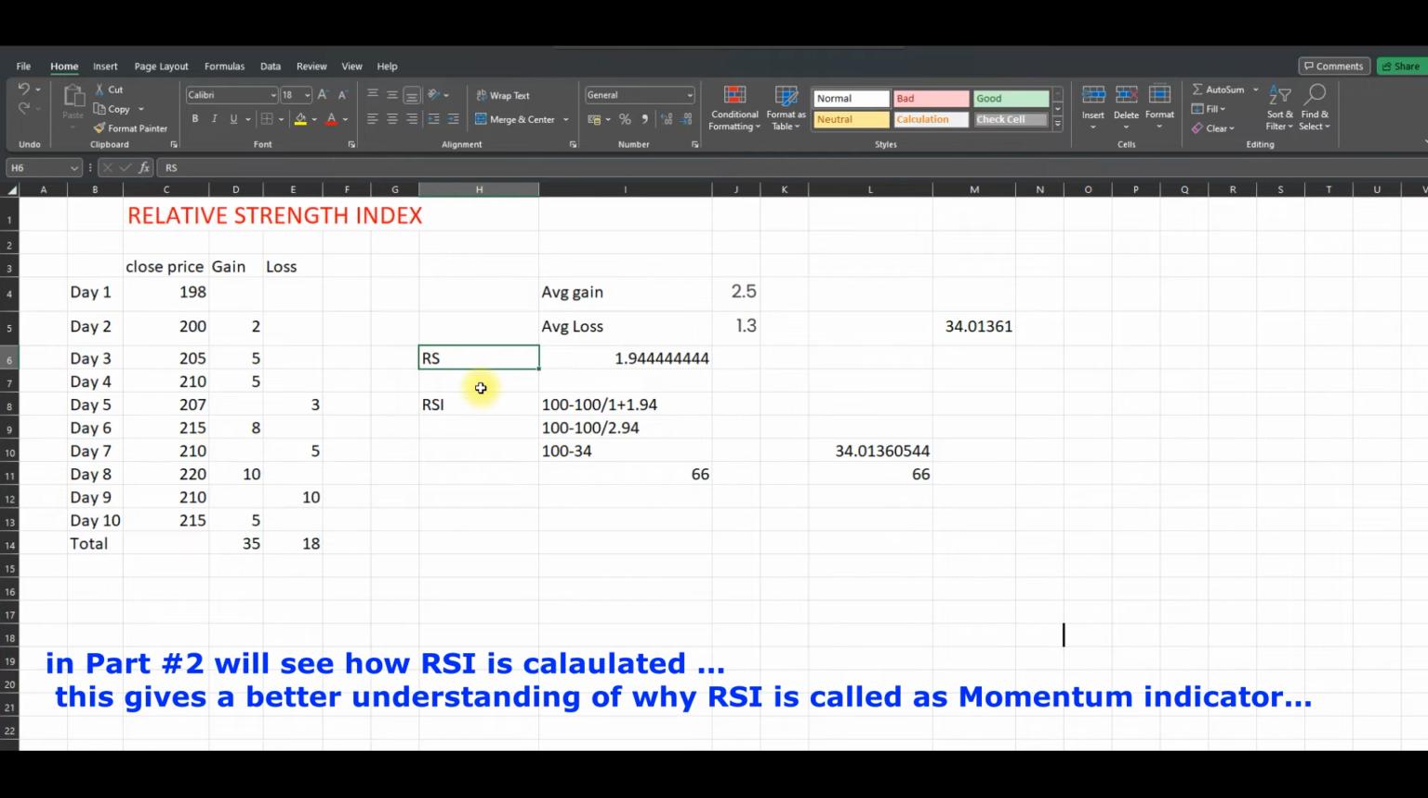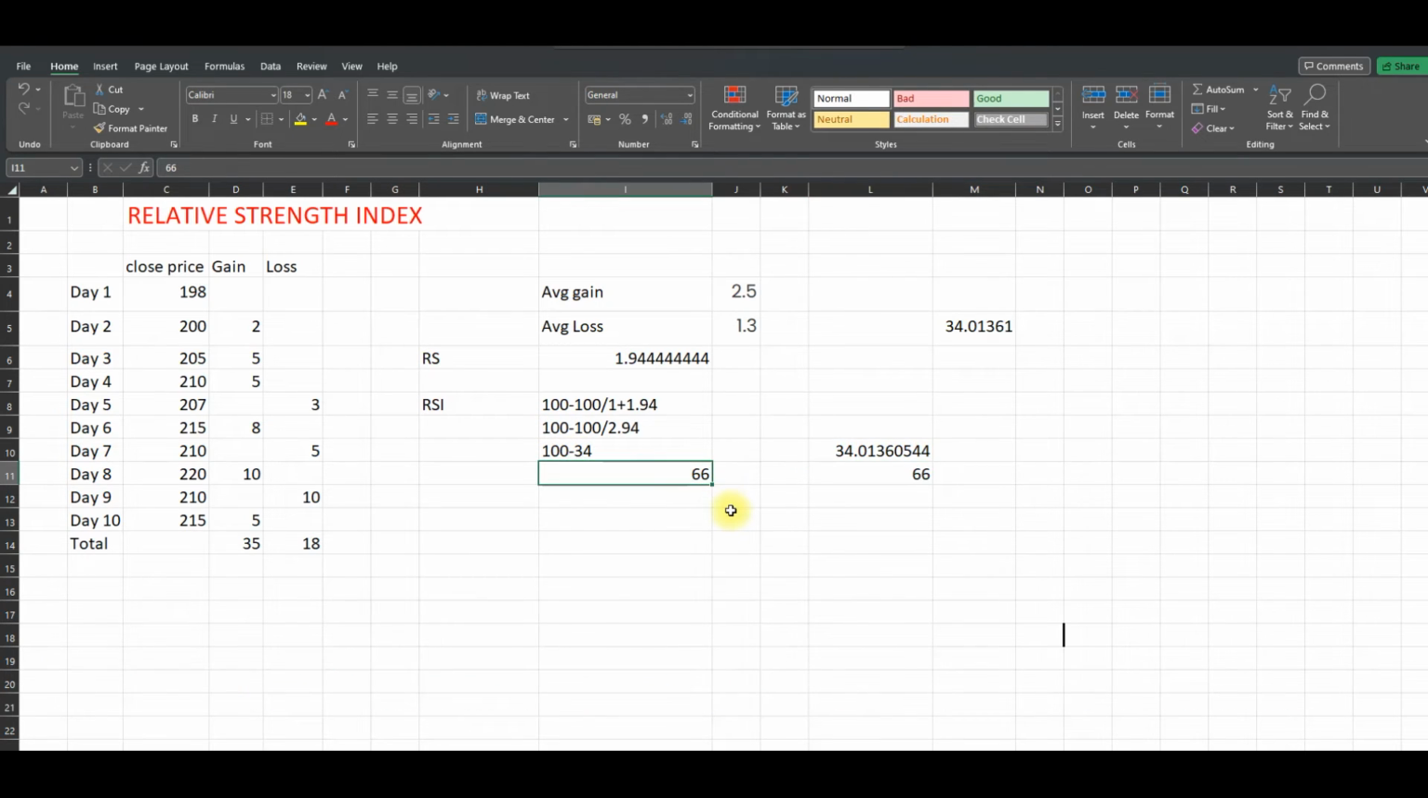Next is to find RS. How will we find RS? RS equals average gain by average loss. We got 1.94, so finally the value for RS is 1.94. Then we apply 100 minus 100 divided by 1 plus 1.94, which is 2.94. Again we divide 100 by 2.94, which gives 34. Now 100 minus 34, we got the RSI value of 66.